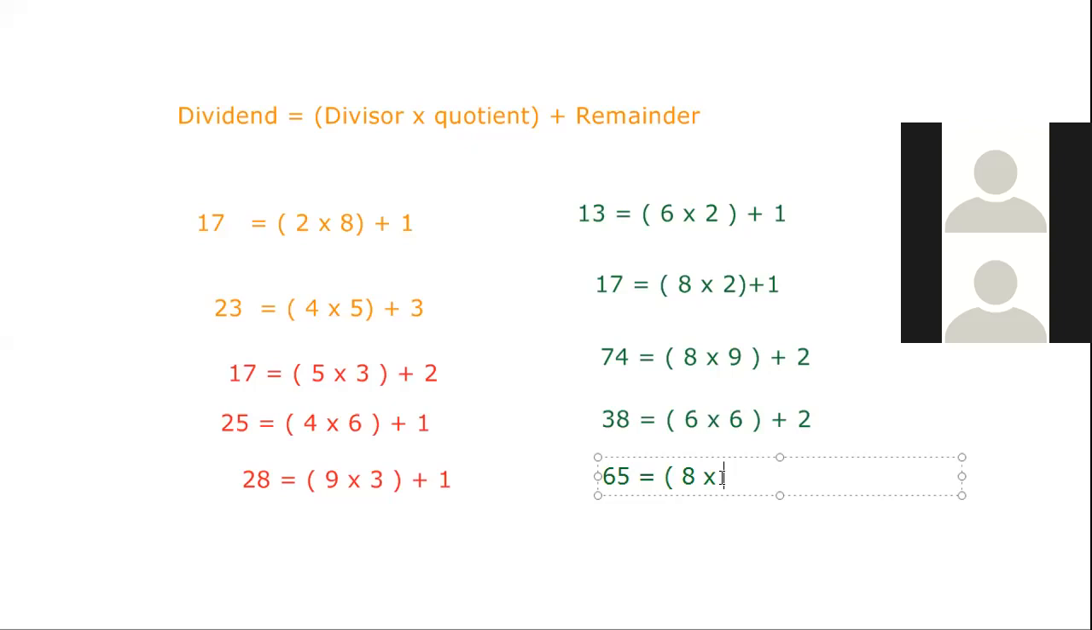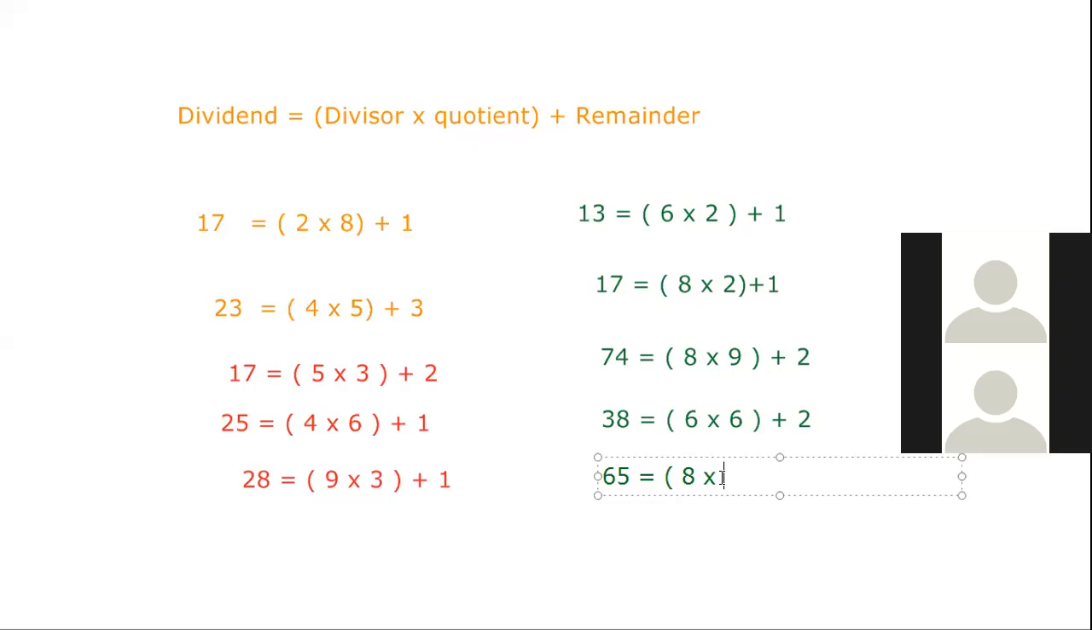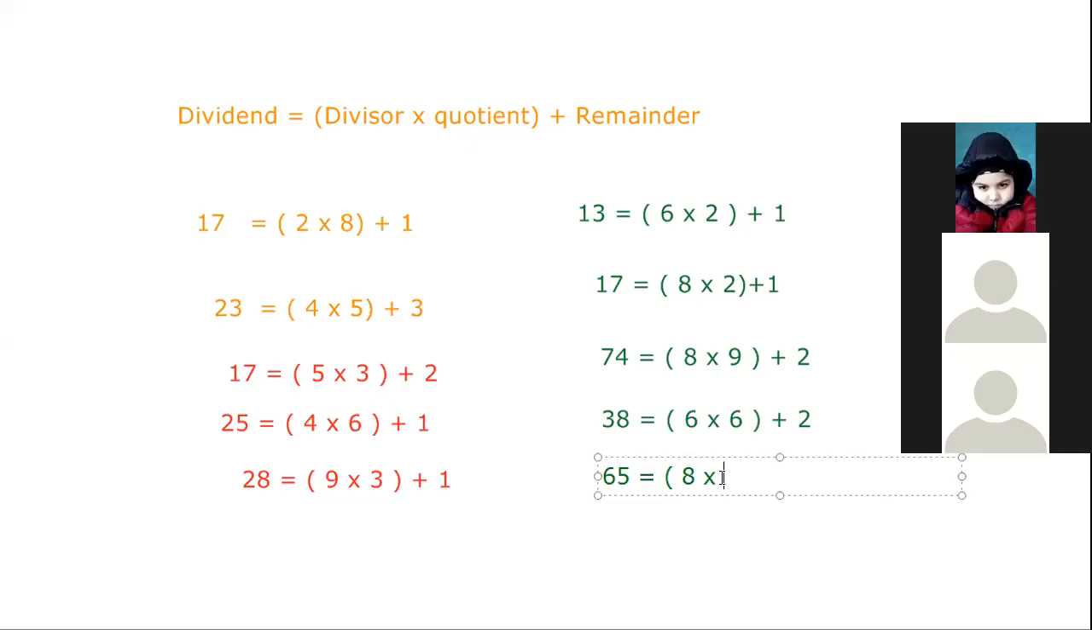Multiply, we get 65. Miss, 8 times 6. 8 times 6 is 48. It's too small. There's still more. Yalla, what's the... Miss, 8 times 11.